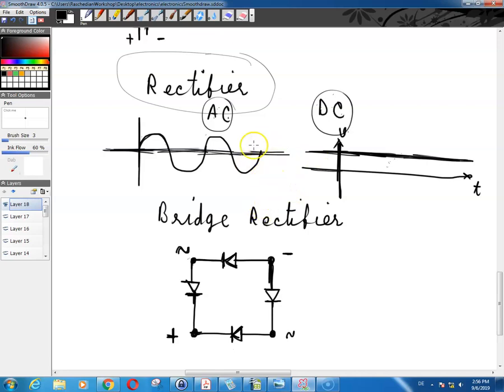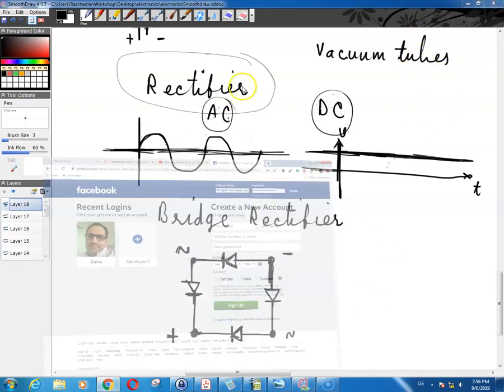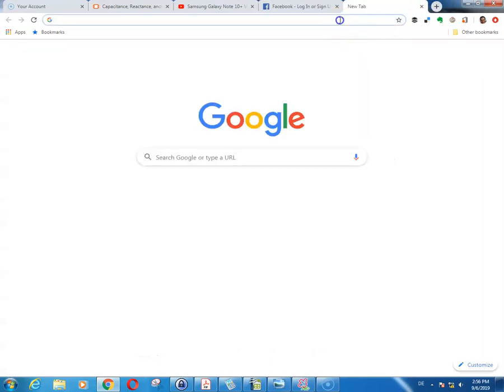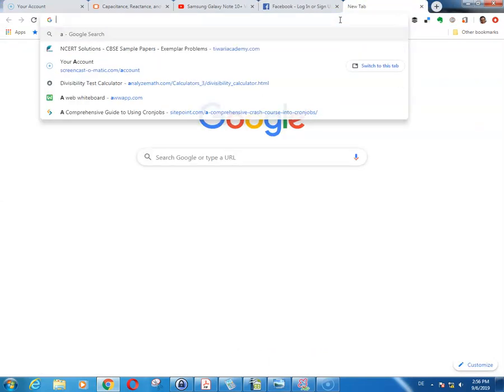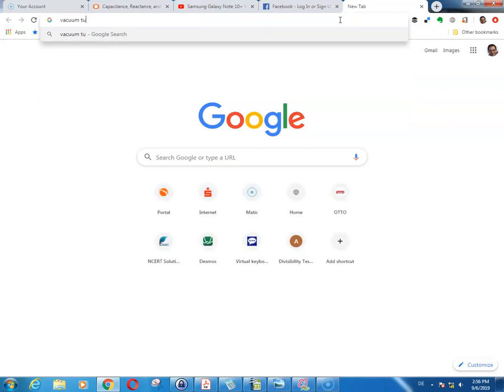And of course, before there were semiconductors, transistors, and that sort of thing, there were vacuum tubes. And vacuum tubes were this big thing. Vacuum tube picture or image.